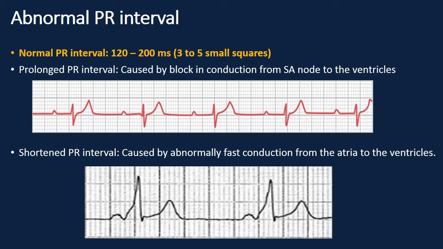And from this diagram, it's not very clear, my apologies, but from the start of the P wave to the start of the QRS complex is about 2.5, which is less than 3 small squares, and this is about 2.5 as well.